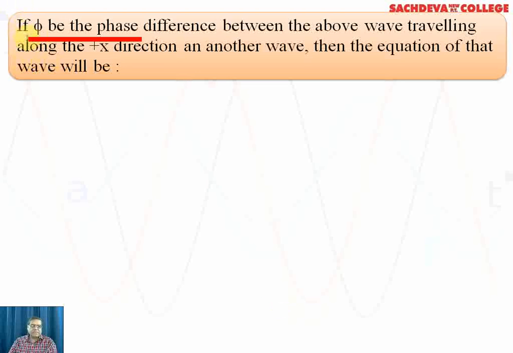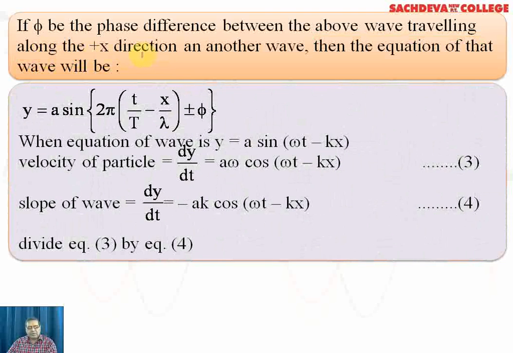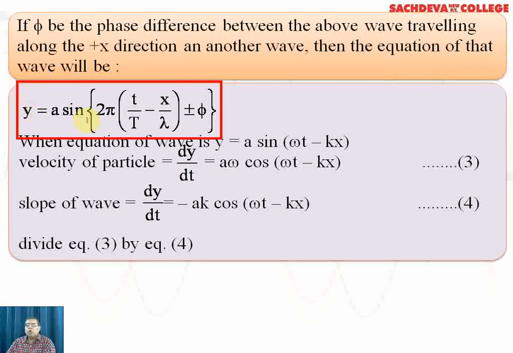Now phi, this symbol, stands for phase difference or simply position and direction of the particle. The phase difference is given by the function 2 pi x over lambda, and lambda is given by vT, velocity into time period. So the main context is, if phi is the phase difference between the above wave traveling along the x-axis and another wave, then the equation of that wave will be y is equal to a sine omega t minus phi.